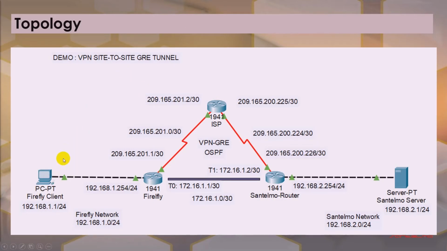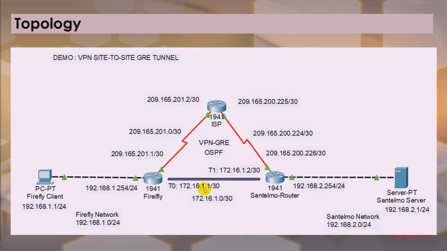On our setup we have three routers, namely Firefly, the ISP, and the San Telmo router. This video will demonstrate the use of VPN using GRE in a site-to-site setting. On the Firefly network, we use 192.168.1.0/24. The first usable IP is assigned to the PC or the client, and the last usable IP serves as the default gateway. The same is true for the San Telmo network using 192.168.2.0. The first usable IP is on the server and the last usable IP is the default gateway.